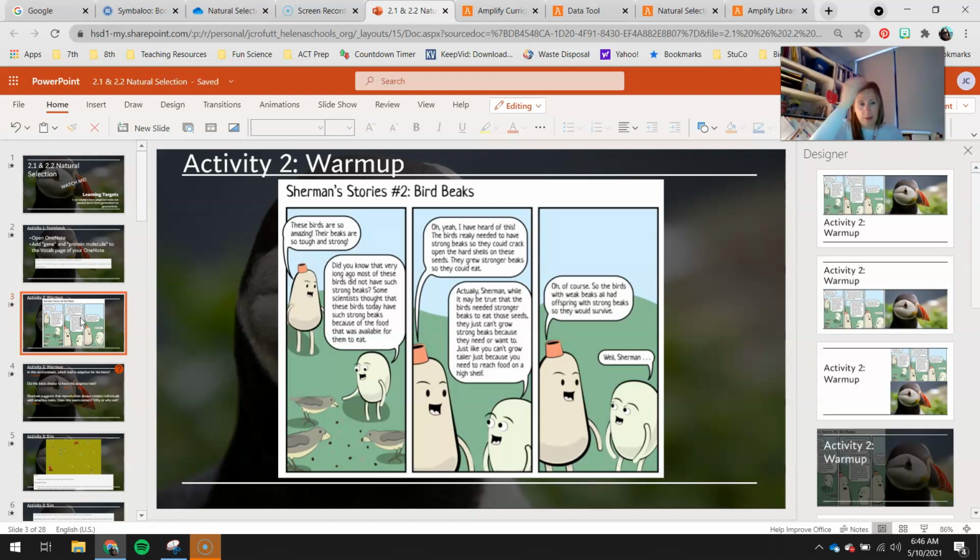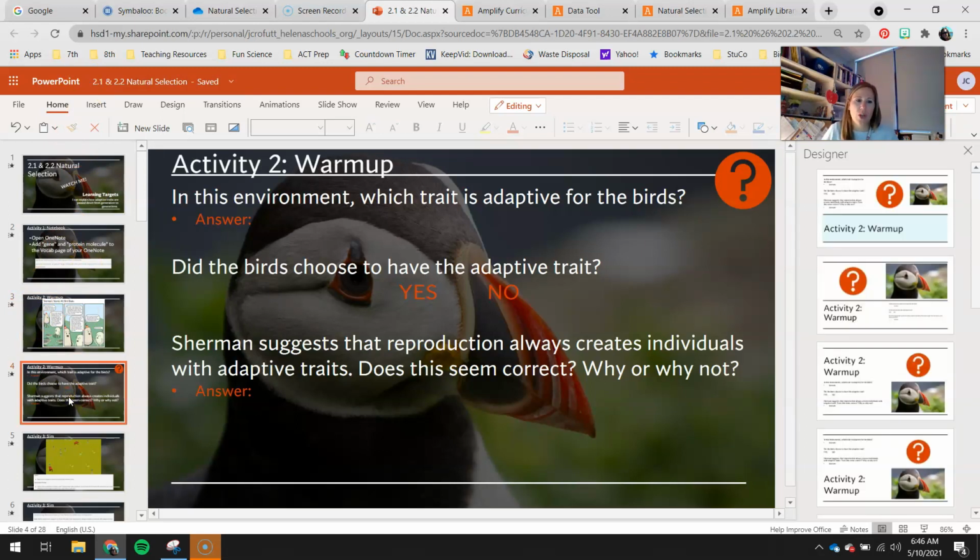Well, Sherman. Okay, so you guys are going to respond to that little story about Sherman. So in this environment, which trait is adaptive for birds? So what trait are we looking at that can either make, with this environment we just discussed in that comic, that bird more successful or less successful? Okay, did these birds choose to have the adaptive trait? That's pretty much coming right out of that context there.